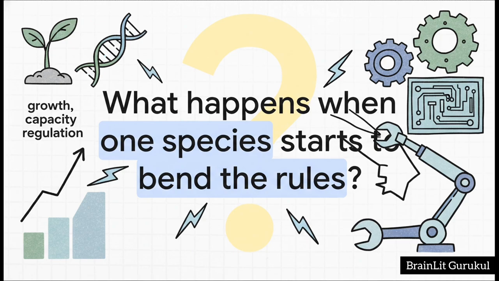Which leaves us with one pretty big question to think about. What happens when one species, just one, starts to figure out how to bend those rules, or maybe even break them altogether? Something to chew on.